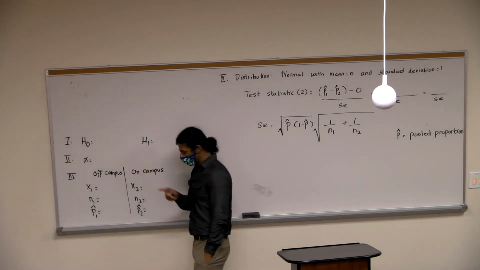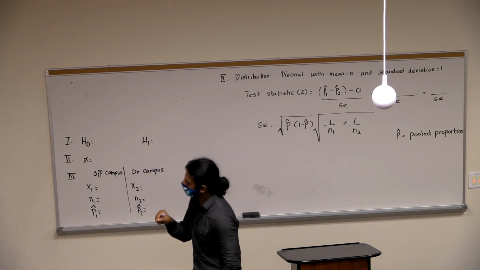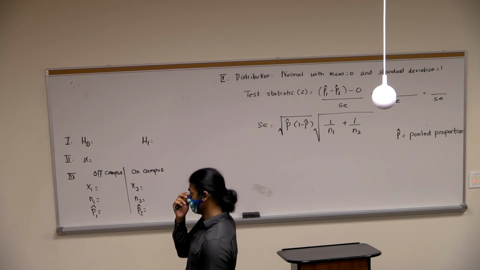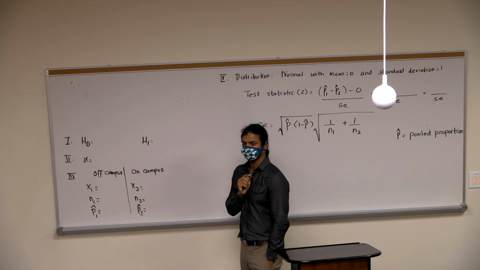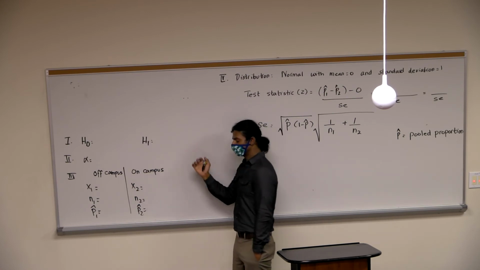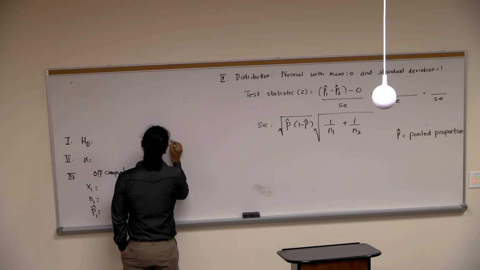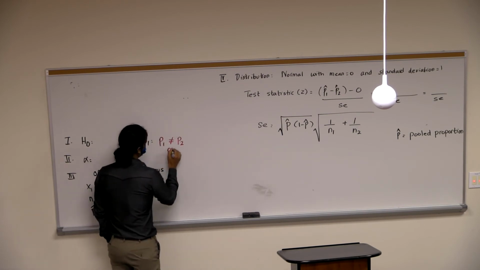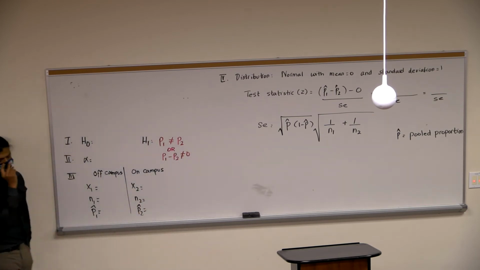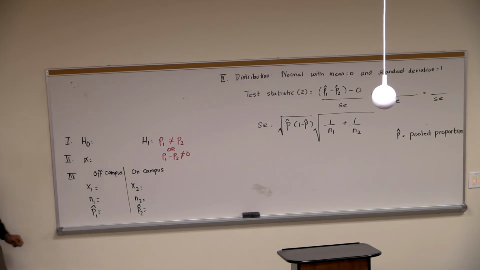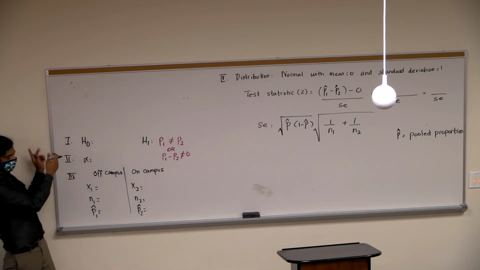So, the claim is that the proportion of off-campus students who like tea is not the same as the proportion of on-campus students who like tea. So, what is the null? Oh, let's start with the alternative. What is the alternative? P1 not equal to P2. We can also write this as P1 minus P2 not equal to zero. Right, sort of tells us the null value, and the null value in this case is simply zero. What is the null?